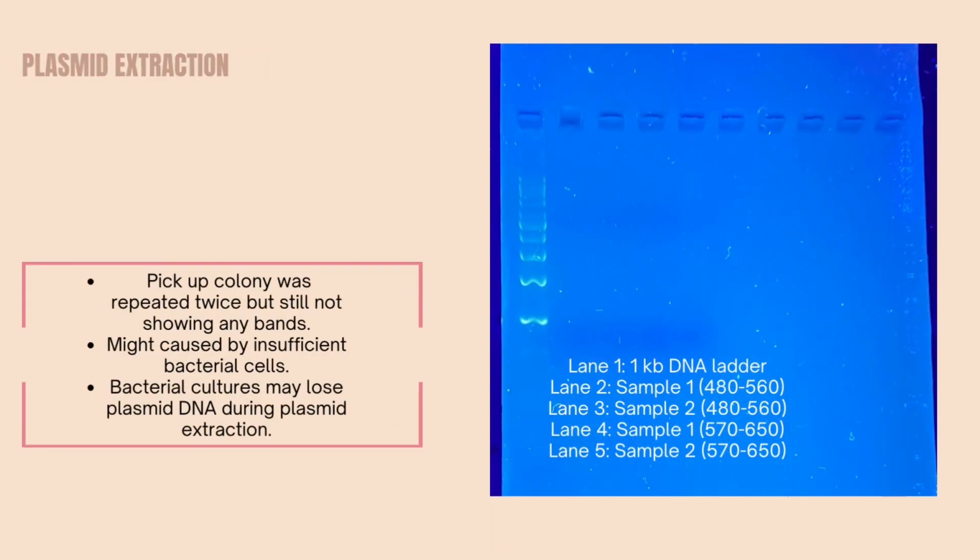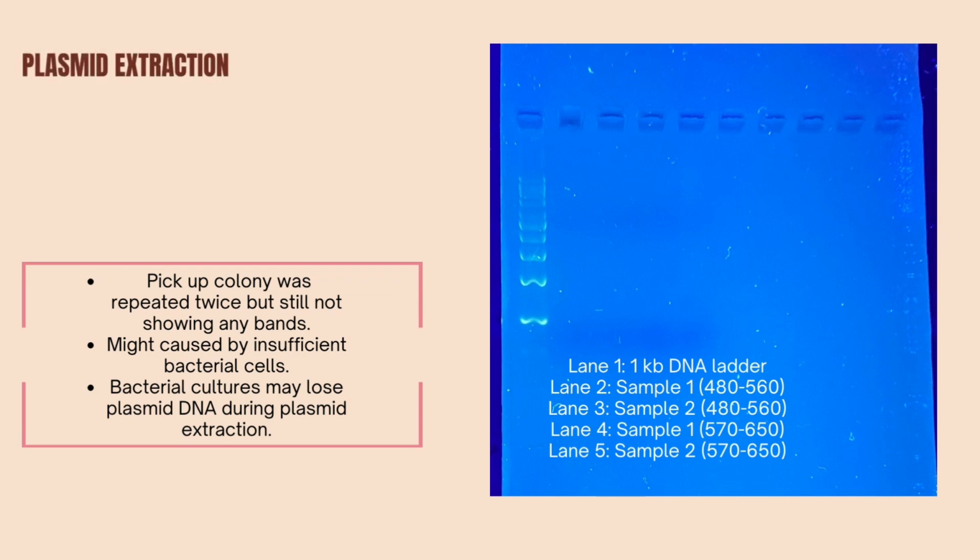After repeating gel electrophoresis twice, the results are still not showing any bands. This is due to insufficient bacterial cells when the cultures were incubated. The cultures are recommended to grow at 37 degrees Celsius in a shaking incubator, but do not incubate more than 18 hours. Incubation after 18 hours may cause the cells to leave log phase and enter stationary phase. Afterwards, the bacteria cultures may lose the plasmid DNA during plasmid extraction.